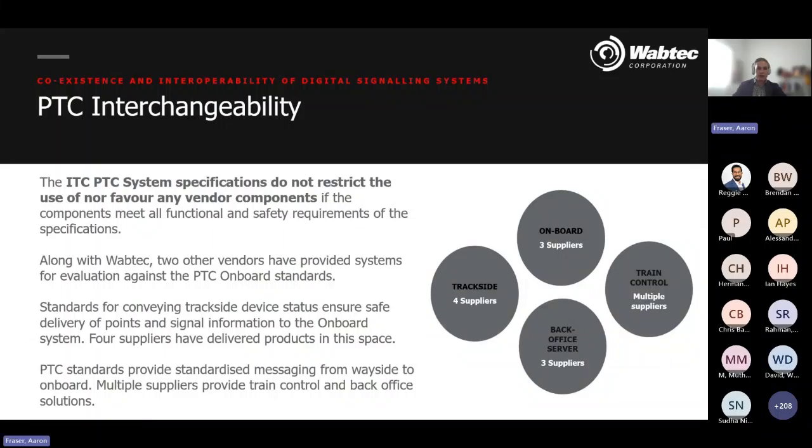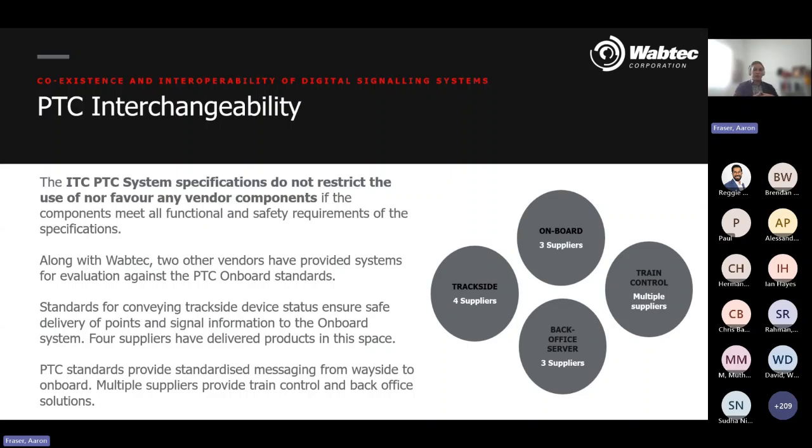So finally, let's look at interchangeability for positive train control, and again, I'm specifically talking about Wabtec's PTC here. It should be pointed out that the interoperable train control specifications do not restrict the use of, nor do they favour, any specific vendor components. As long as a component meets all functional and safety requirements of the specifications, it can be used. While Wabtec at the moment is the key vendor of the ITC compatible PTC solution deployed on the Class 1 railroads and numerous commuter and passenger railroads in the United States, the overall solution is not currently dependent on a single supplier.